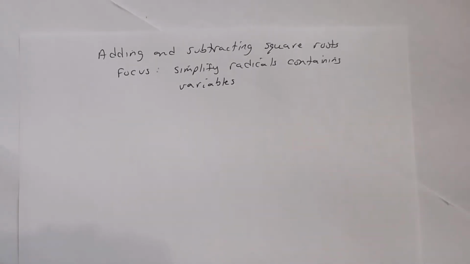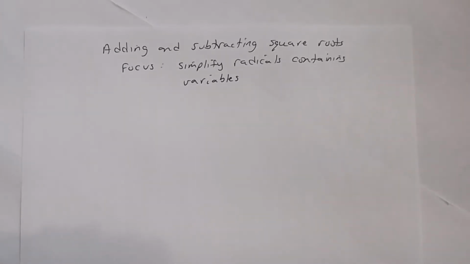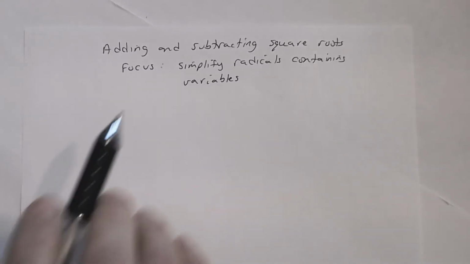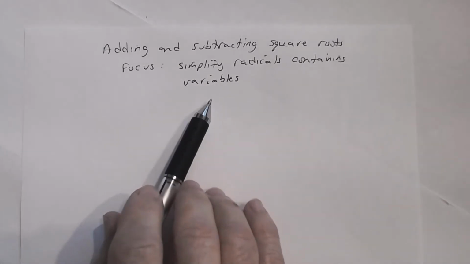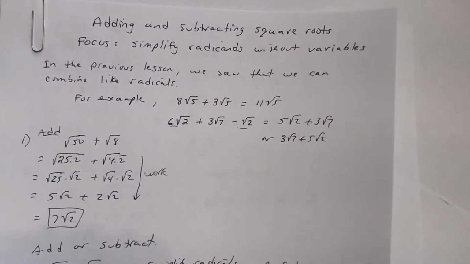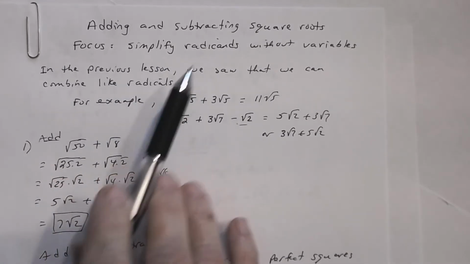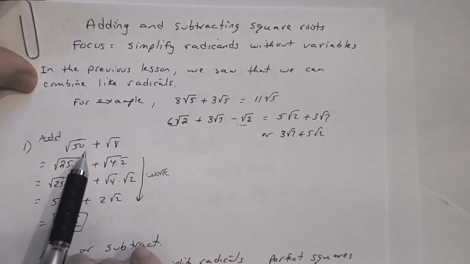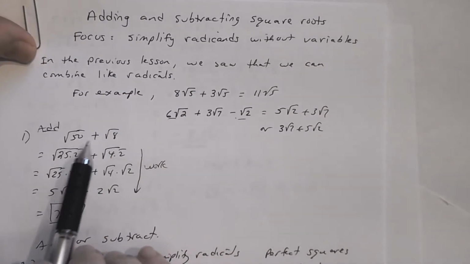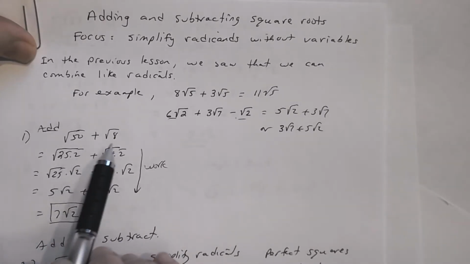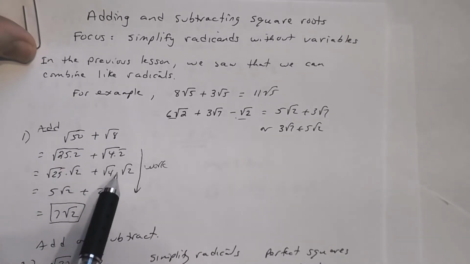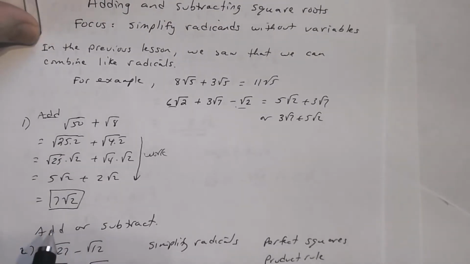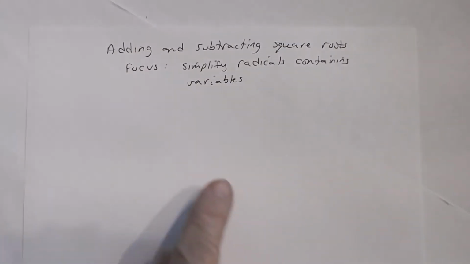In this lesson, we're going to again discuss adding and subtracting square roots, but the focus this time will be on where we're going to have variables involved. In the previous lesson, if you recall, when we added and subtracted square roots, the focus was just on radicals that did not contain any variables. And then we had to make sure that was simplified. So we simplified and then we combined like terms. That was the focus in the previous lesson. This idea is going to be needed for this as well.